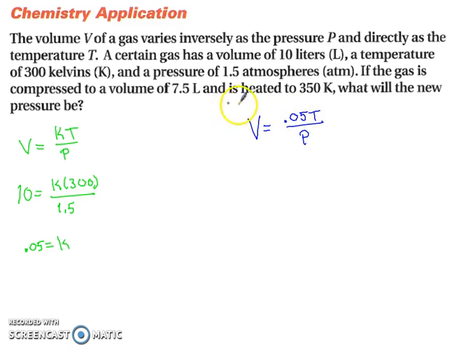So it's substituted back in, and now we're going to use our volume and our temperature to figure out our pressure. So our volume ends up being 7.5, and we have 0.05. Our temperature is at 350 degrees Kelvin instead, and then we have our pressure. So now we simply solve for P. We want to get P by itself, and when we do, we end up with P equals 2.3. And that ends our lesson on variation functions.